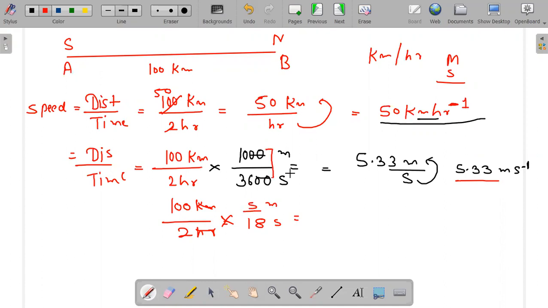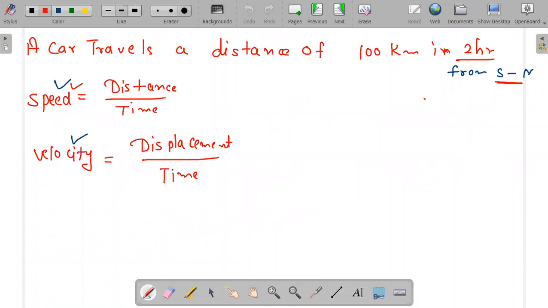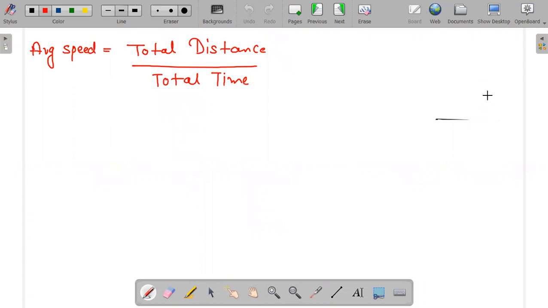So instead of using this huge value, you can write 5 upon 18. Maybe in various solved examples you have seen this value 5 upon 18. So the 5 upon 18 value is directly a cut form of 1000 upon 3600. So I can get speed and I can get velocity. Both things are the same, but if you are answering in velocity, then you have to use the sign known as the direction sign. It is moving from south to north. So this is how you can convert it.